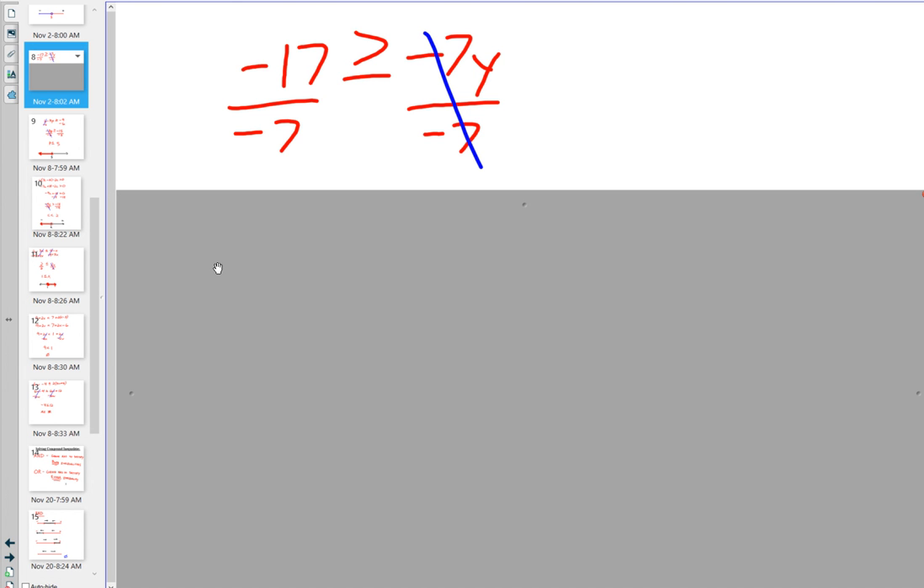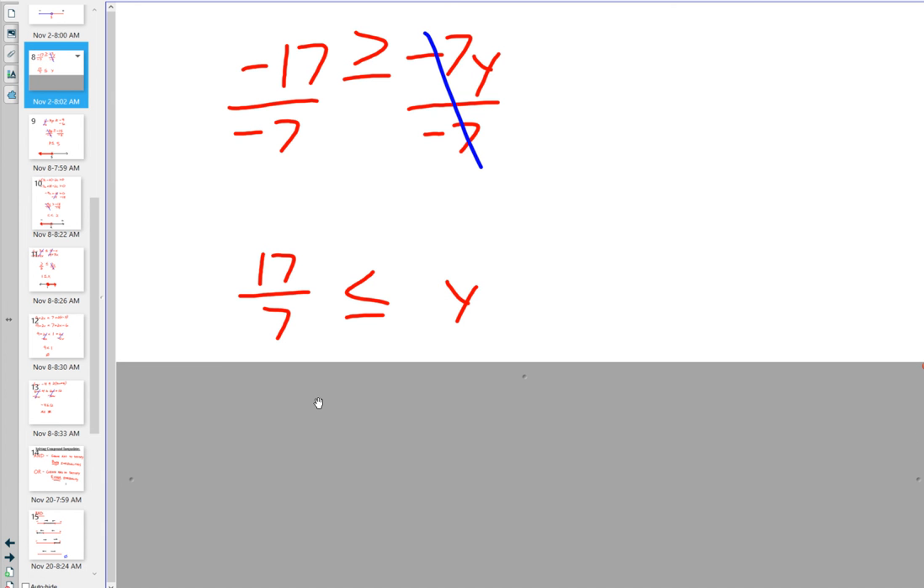Yes, it does. And then we flip it back at the end. Negative divided by negative is positive. 17 can't be divided by 7 or reduced. But the sign does flip because I divided by a negative. So then yes, it's clear. Said, I flip the sign once, but then I want to move the y to the left, so I flip it again. So then the sign ends up facing where it started originally.